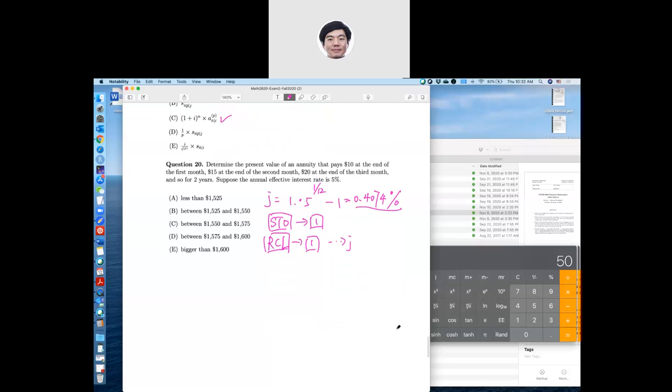The next step is to decompose. You can easily see this is an increasing annuity: 10, 15, 20. The amount is 5, so break it into 5 times 1, and whatever is left would be your level portion. The second one is 5 times 2, which is 10, and so on, for 2 years. Two years is 24 months. I want to know the present value, so the present value would be equal to 5 times an annuity immediate for 24 terms at interest rate J, plus an increasing annuity for 24 terms at interest rate J.